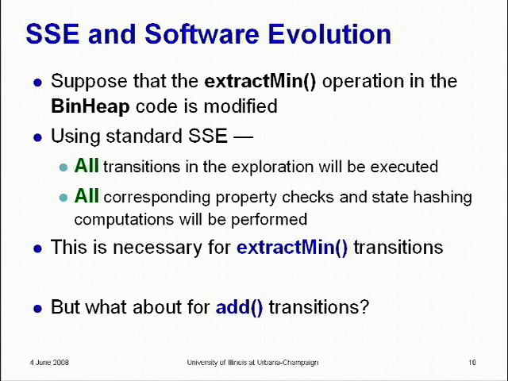Suppose now that we want to check the new version of the code. Is it really necessary to redo all the work from scratch? Suppose that we just change the extract min method. Using a traditional state space exploration, we would really need to do this again from scratch and explore everything. So we need to execute all the transitions, do all the property checks, all the state hashing computations, state comparisons, and so on. Indeed, if we change the extract min, this is what we have to do for extract min. Unless we know some more information about how the change was performed, if we just know that there was some change, we really need to execute that.